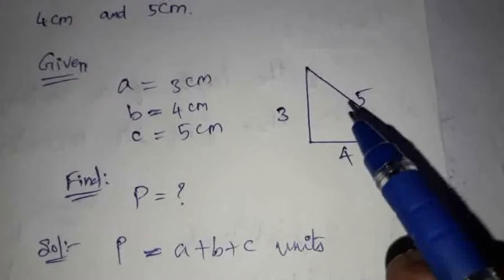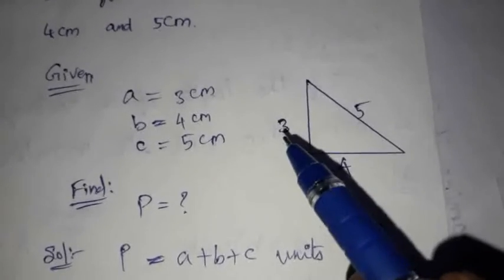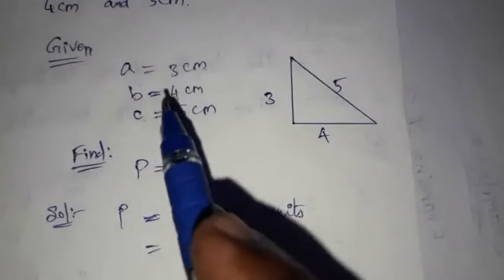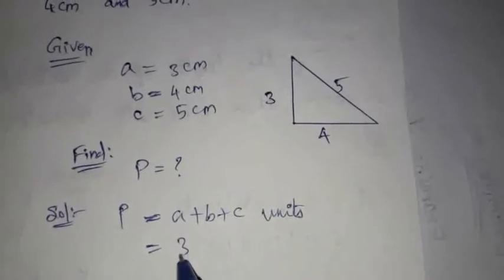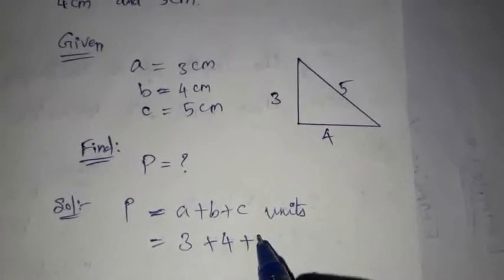Let us consider it is a triangle. If you add these 3 sides, you can get its perimeter. First, write the value of the 3 sides. A is 3 and the value of B is 4 and the value of C is 5.